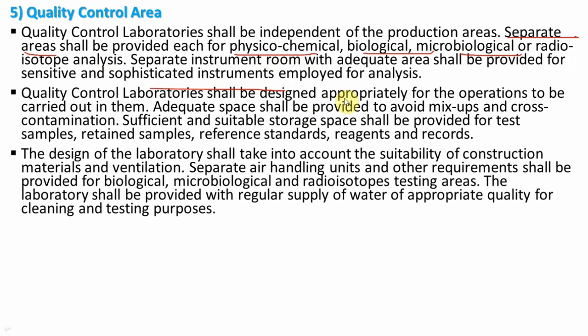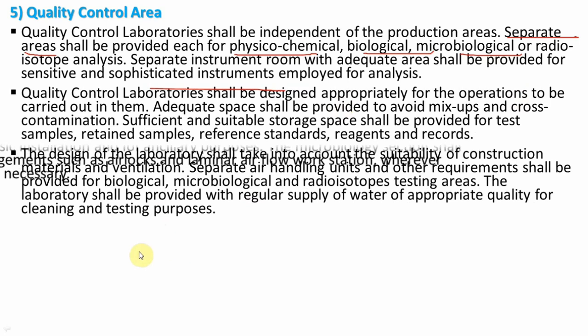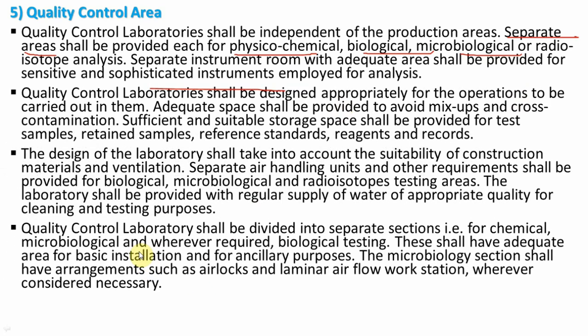The design of the laboratory shall take into account the suitability of the construction, materials and ventilation. The quality control laboratory shall be divided into separate sections, that is for chemical, then microbiological and wherever required biological testing. These shall have adequate area for basic installation and for ancillary purposes. The microbiology section shall have arrangements such as airlocks and laminar airflow workstation wherever considered necessary.